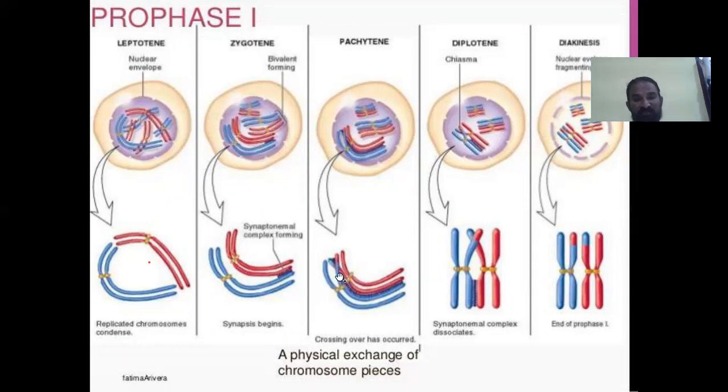What is crossing over? It means the blue chromatid end is attached with the red chromatid, and the red chromatid is attached with the blue. The synaptonemal complex is dislocated, and finally the chromatid is exchanged here. All of you observe here: the blue chromosome that was only blue now has a red part, and the red chromosome has a blue part, which means the chromosome material is exchanged from one chromosome to the other between the non-sister chromatids. So these are leptotene, zygotene, pachytene, diplotene, and diakinesis.